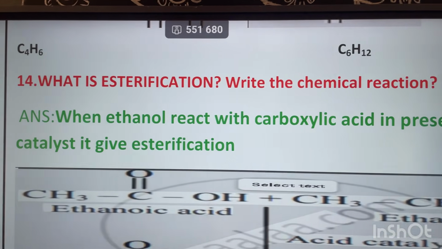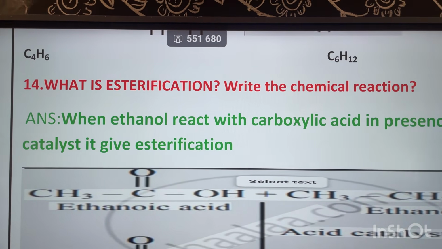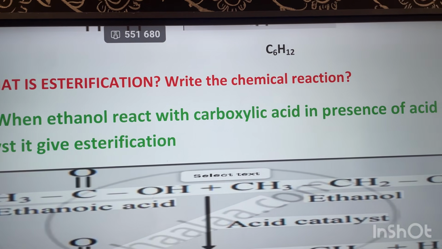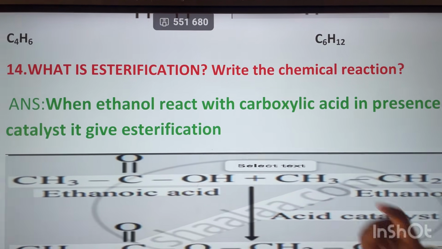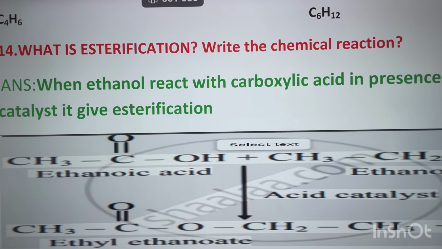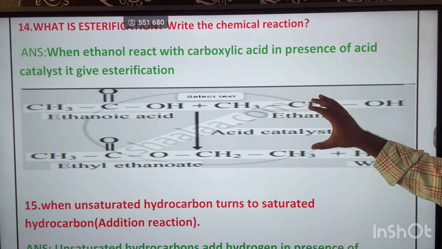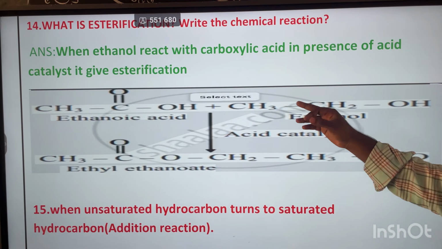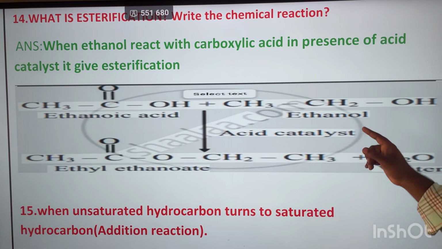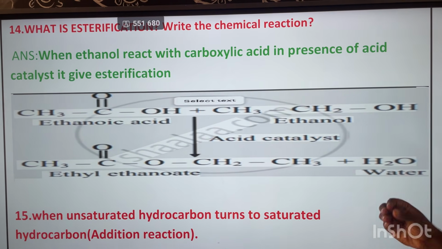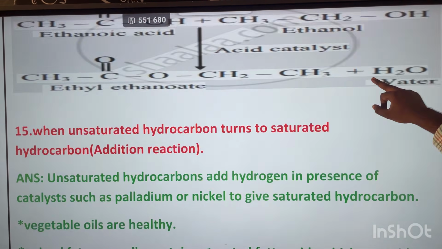Next, what is esterification? Esterification means when ethanol reacts with carboxylic acid in presence of acid catalyst it gives an ester. This is also most important. This is the reaction, how to form the chemical reaction in esterification. This is ethanoic acid and ethanol to give ethyl ethanoate, which is the name of the ester.